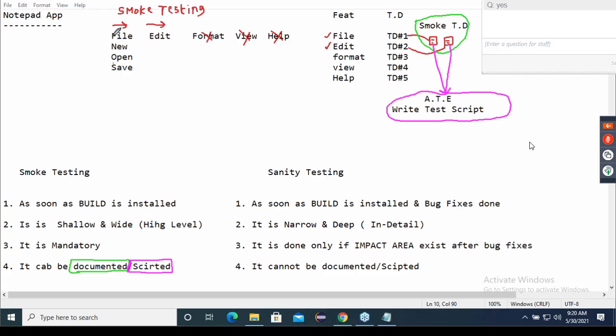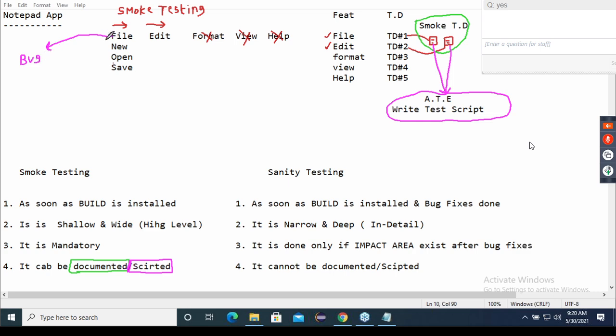Now what happened? I started testing this file module, guys. It may be functional testing, integration testing, system testing. I don't care. So smoke testing was passed. Then I took the file module and I started testing. When I started testing, I found a bug in new. Is it a blocker bug or a normal bug?